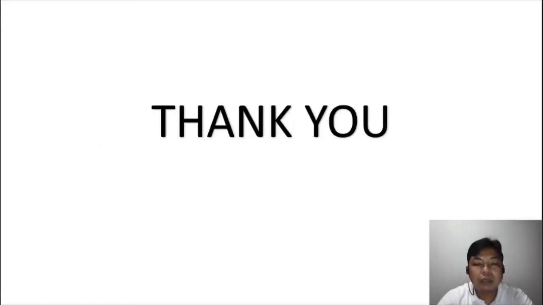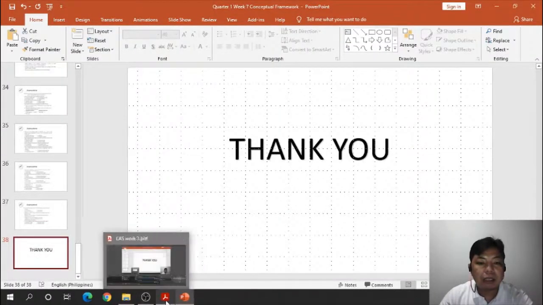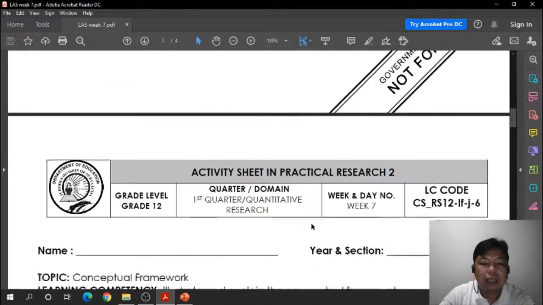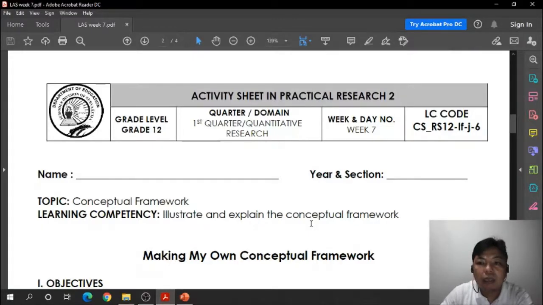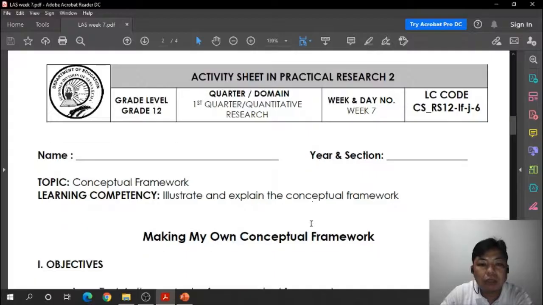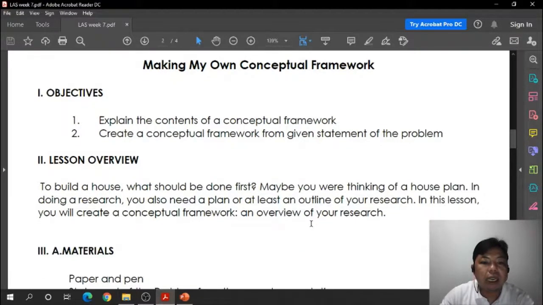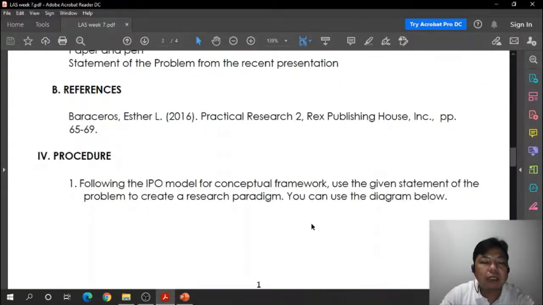Okay, so that concludes our discussion about conceptual framework. Now, bago natin tapusin yung lesson natin, pag-usapan muna natin yung learning activity sheet na gagawin nyo for week 7. So, ito yon. The title of our learning activity sheet is Making My Own Conceptual Framework. So, what is the objective of this learning activity sheet? Is for you to explain the content of a conceptual framework. And number 2, create a conceptual framework from given statement of the problem. Okay, so basahin nyo ito mabuti, ano? So, discuss na lang natin kung ano yung activity na gagawin nyo.